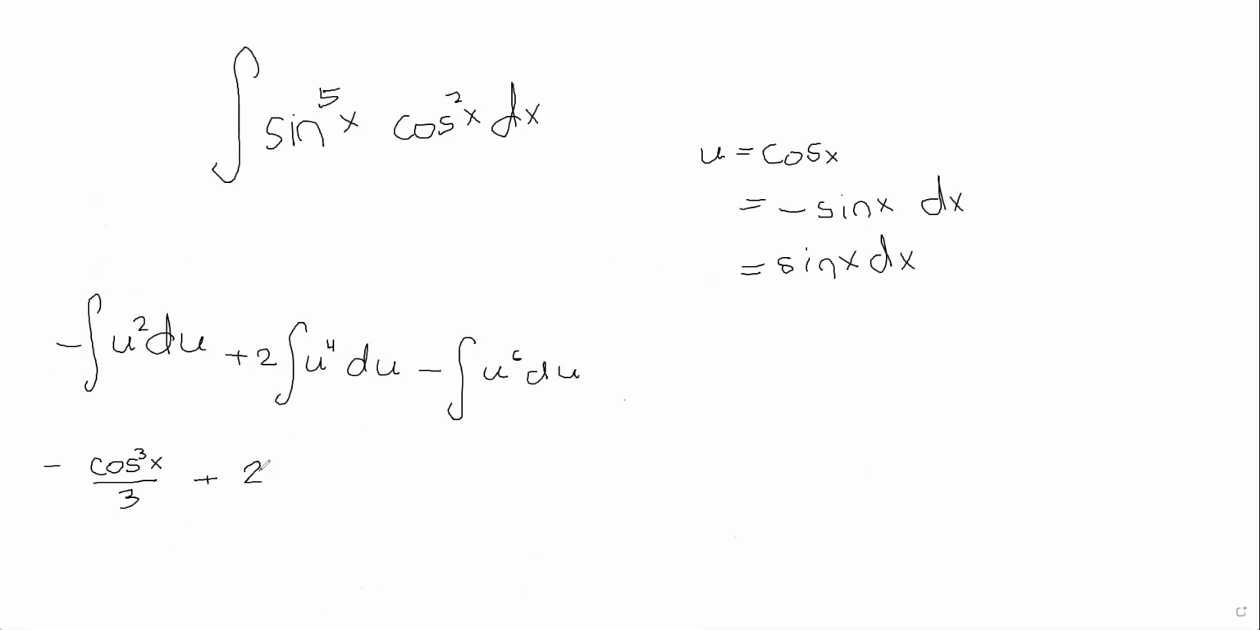And this is going to be plus 2 times u to the 5th power over 5. And then we're going to have minus 1/7 u to the 7th power. And then plus c. So that's what this turns into. Any questions?